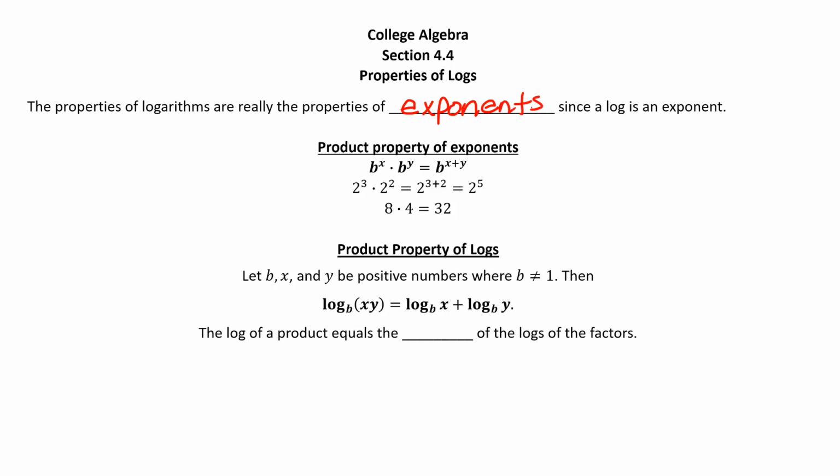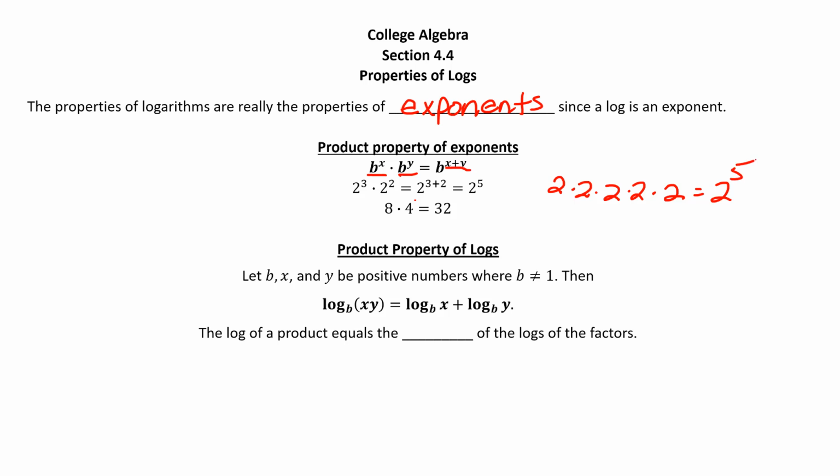Okay, the product property of exponents says that if you multiply like bases, like right here, then you add the exponents. So 2 to the third times 2 squared is equal to 2 to the 3 plus 2, which equals 2 to the fifth. That's because 2 to the third is 2 times 2 times 2, and 2 squared is 2 times 2. So that gives you 5 of them. That's 2 to the fifth. So this is how exponents act.